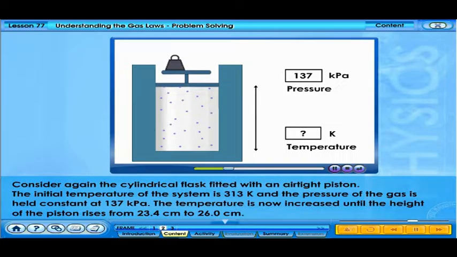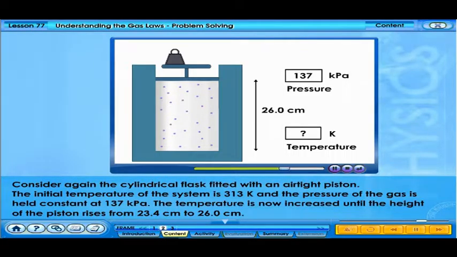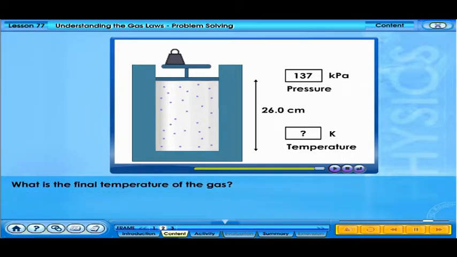The initial temperature of the system is 313 Kelvin and the pressure of the gas is held constant at 137 kilopascal. The temperature is now increased until the height of the piston rises from 23.4 centimeters to 26.0 centimeters. What is the final temperature of the gas?